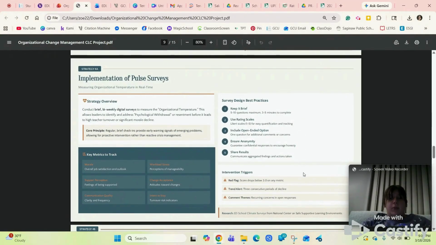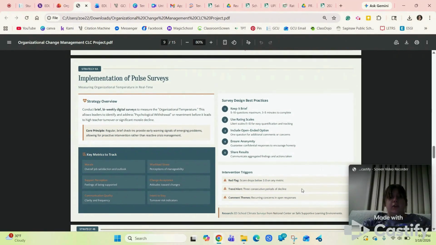Some different things to keep an eye on for these pulse surveys are any red flags, which means any scores that drop below a 3 on any metric in the survey, which means that they are not happy with something. We need to find a solution. We're going to look for any consecutive periods of decline.